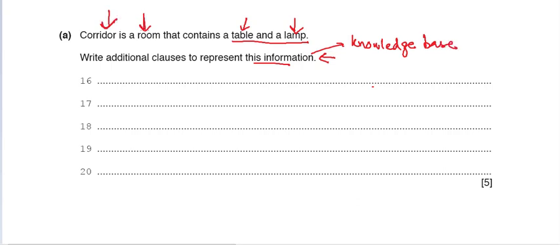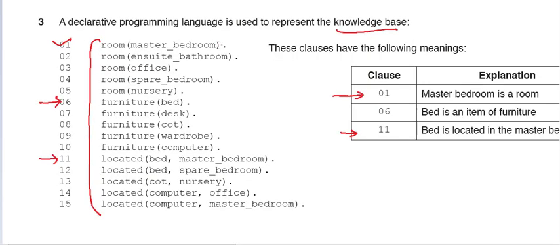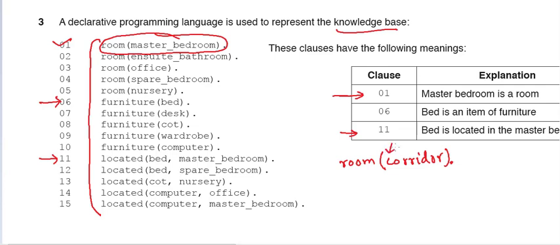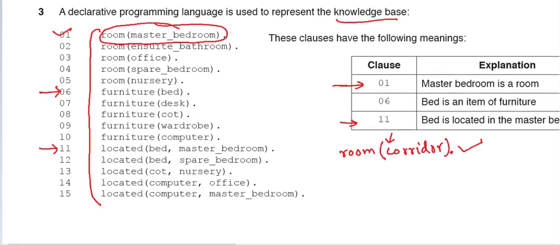Corridor is a room. Okay, we can see that this is the clause that we actually need to take into consideration, and we can say what? We can say room, bracket corridor. Remember, when you're writing facts, everything needs to be in lowercase, right? Don't make that mistake. Everything, the argument needs to start with lowercase. It cannot be capital C, it has to be small c. So we have included one fact as a clause in our knowledge base, that corridor is a room. Okay, so we've included one fact that corridor is a room.